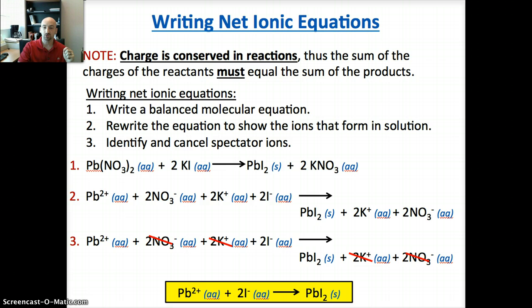One last thing that you should note is shown up here at the top. So charge is conserved in a reaction, okay? And so the sum of the charges of the reactants must equal the sum of the products. You'll also notice that when these ionize, like for potassium iodide, when it ionizes, the coefficient in front goes with both the potassium and the iodide, right? Because we talked about how you have electrolytes and how that transfers through.